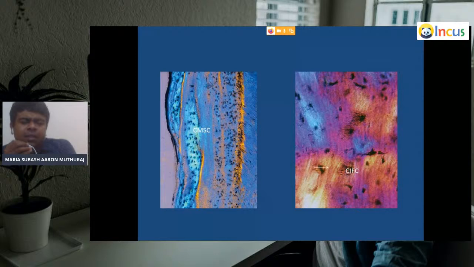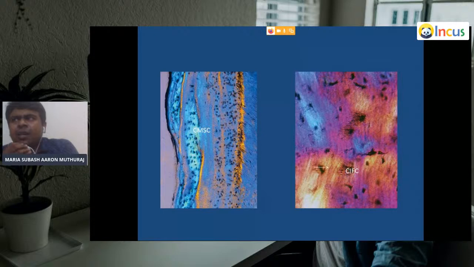Cellular intrinsic fiber cementum is only present in the repair areas, where repair activity is more common. So cementum repair activity is more common, and disruption activity is more common. So this cementum will be replaced by cellular intrinsic fiber cementum. Okay. These are the four types of cementum according to Schroeder's classification.